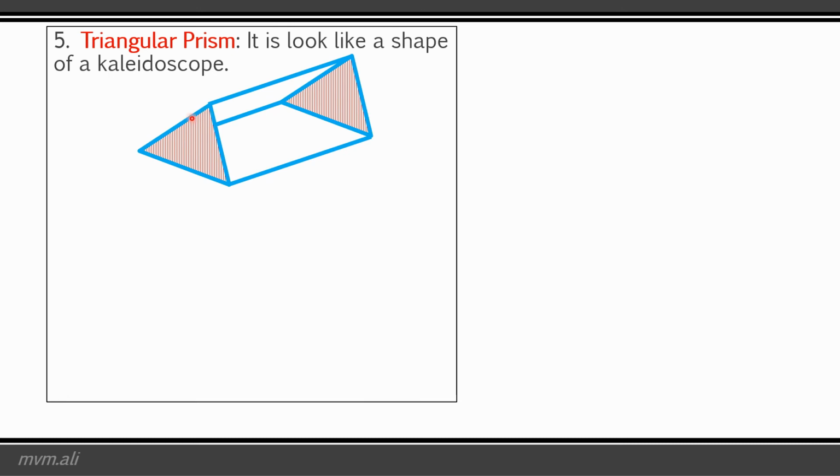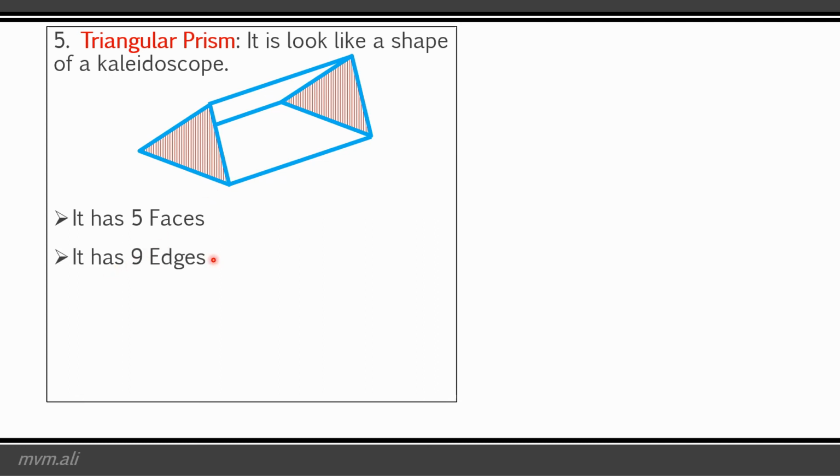That means these 2 bases are in the form of a triangle, and the other faces are the front face, back face and the bottom face. The other 3 faces are in the shape of a rectangle. Okay, it has 5 faces totally. It has 2 base faces, that is triangles, and other 3 faces are in the shape of a rectangle. That means 3 plus 2, totally 5 faces.